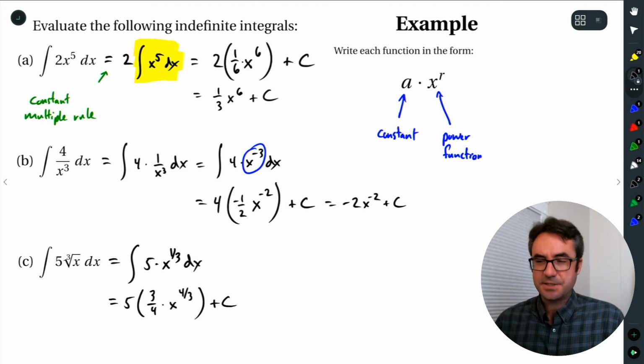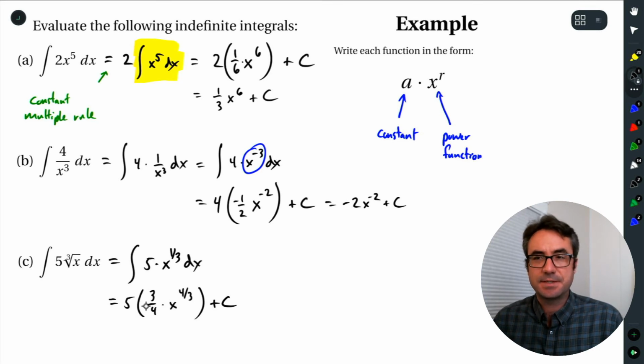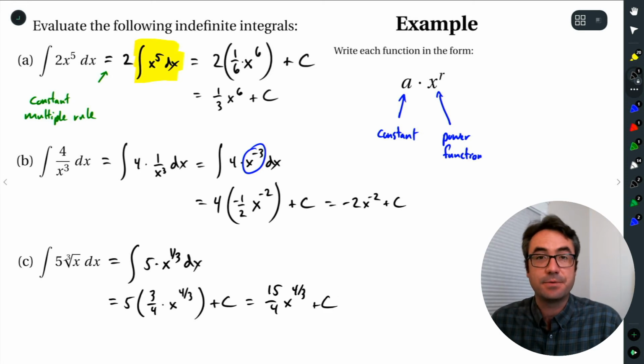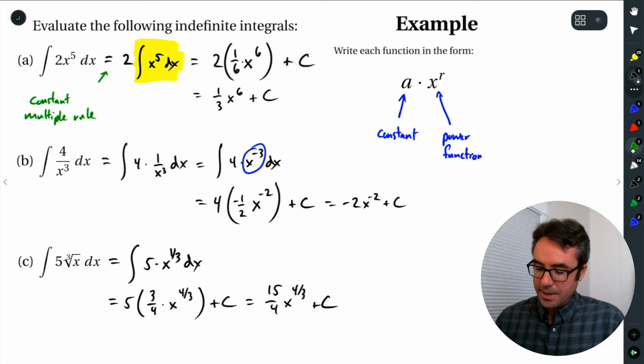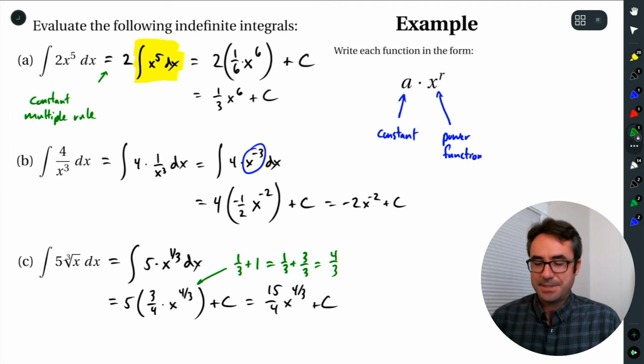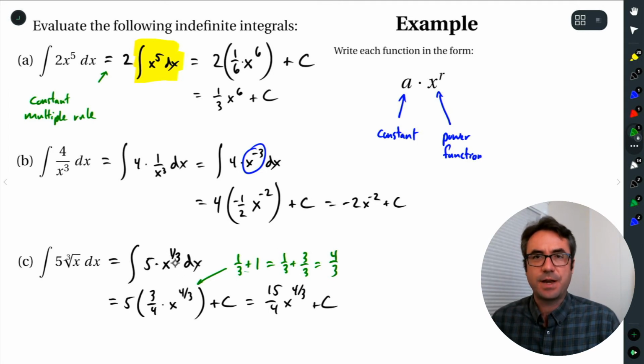And then we throw on our plus c. And probably good practice to just try to simplify this by multiplying these constants together. And if we do that, we get 15/4 x raised to the 4/3 plus c. And there's our antiderivative. And just in case you didn't see it, how we got this 4/3, it was 1/3 plus 1. Write that 1 as 3/3, and then adding the numerators gives us 4/3. So it doesn't hurt to show this if you have fractional exponents or even negative exponents. Sometimes this is helpful, but you don't have to show this in general.